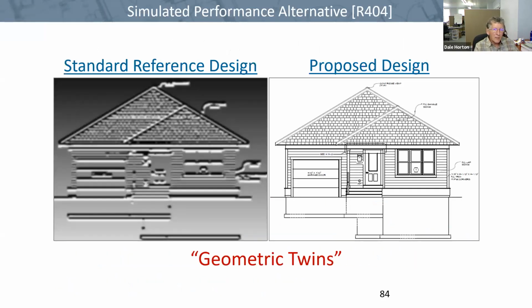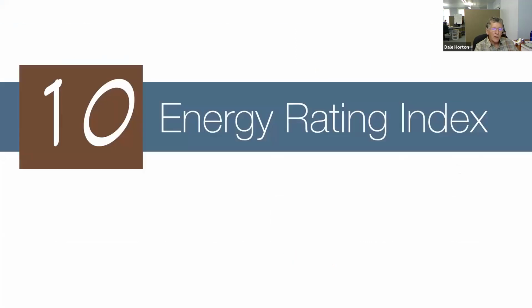So just to reemphasize, the simulated performance alternative, as in fact the energy rating index, creates a standard reference design and a proposed design, compares the two in terms of energy use and therefore costs. These geometric twins are compared, and as long as the energy cost of the proposed design is less than the standard reference design, then the building complies as long as it meets the mandatory requirements.